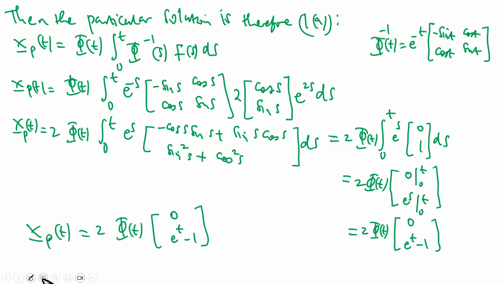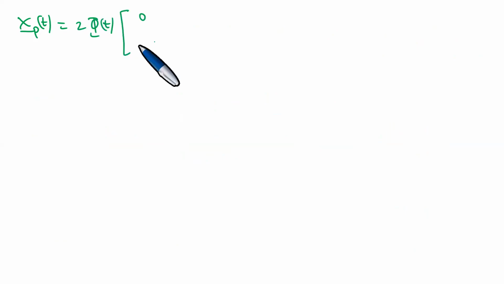And then we continue. But it's written in terms of the fundamental matrix phi of t. So we must substitute the particular solution as a function of t, phi of t, which is 0 e to the t. So phi of t, what is the fundamental matrix? Okay, we remember the fundamental matrix, we got it before.